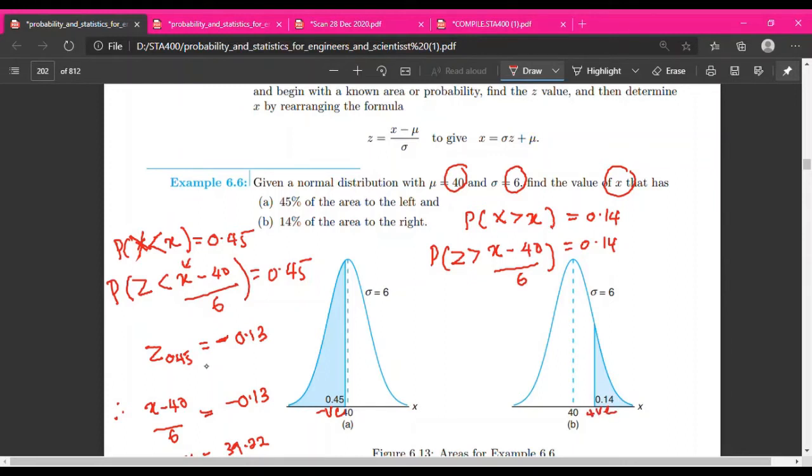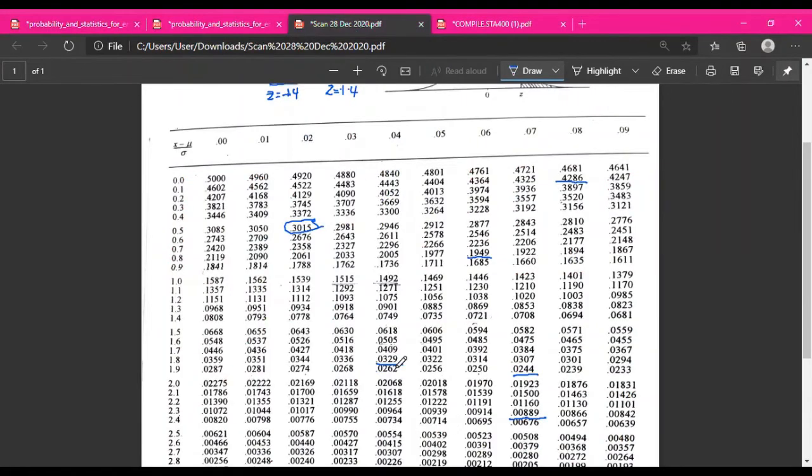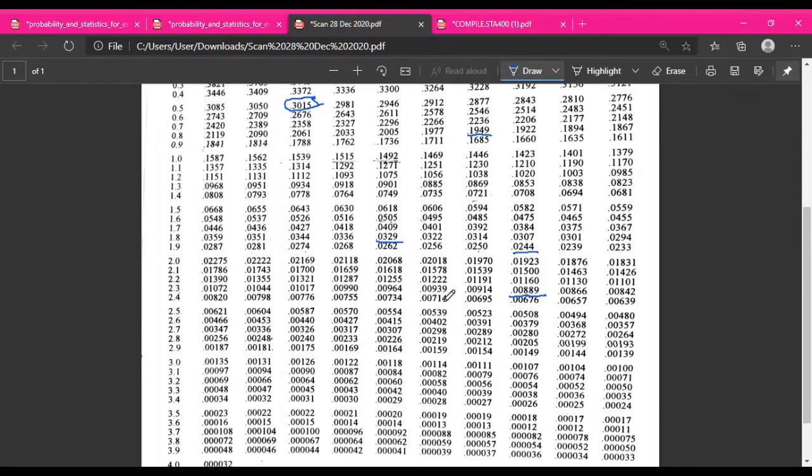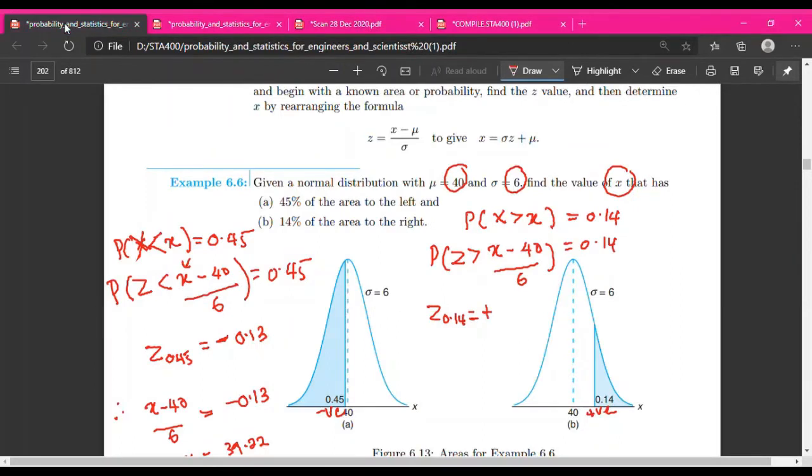Okay, so to find the z value for 0.14, it is a positive value. So I'll show how to find it using the more than table. This is already more than, right? So directly take the value 0.14. The probability value inside is 0.14. Take the closest one. 0.1390, 0.1426. It is 2. Which one is closer? 2.22. Sorry, 2.20. Positive 2.20. So to find the value of x here, it will be x minus 40 over 6 is 2.20.